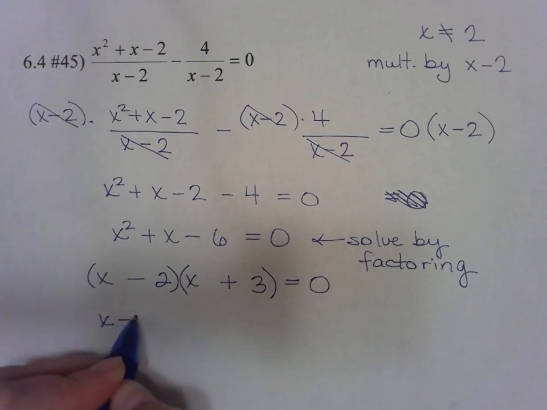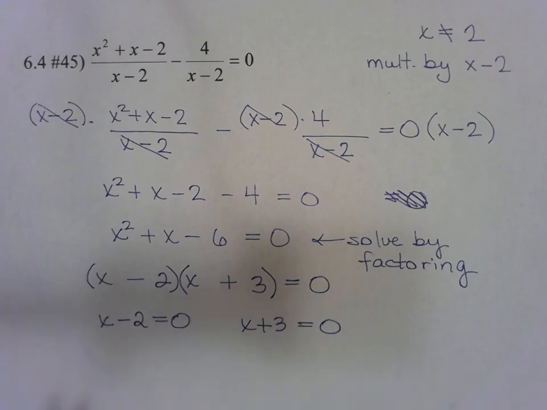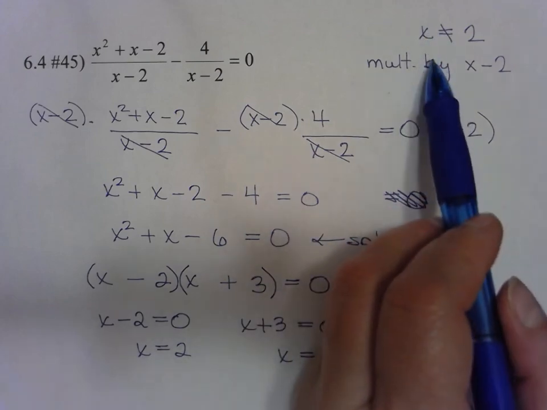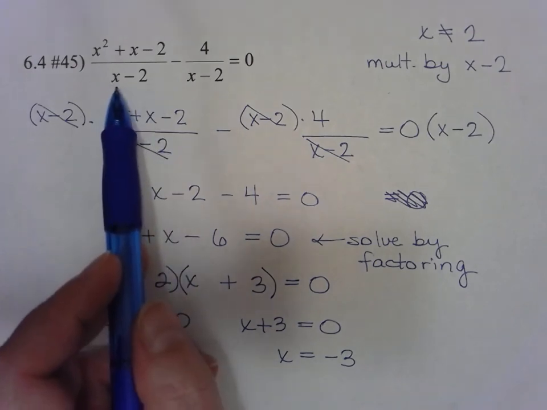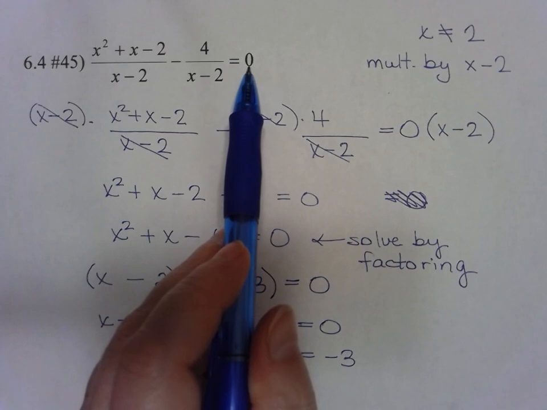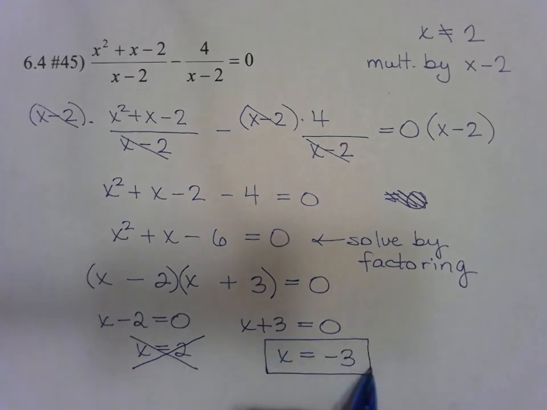Then I'm going to set each part equal to 0. Okay, and then again, we have to do a quick check. We can't get 2, right? 2 wouldn't work because if I plugged in 2, I'd basically get undefined minus undefined equals 0. And that doesn't count as an answer. And we got 2. All right, so this does not count. It's not going to work. All right, negative 3 doesn't have that problem. So in this case, we only have one answer.